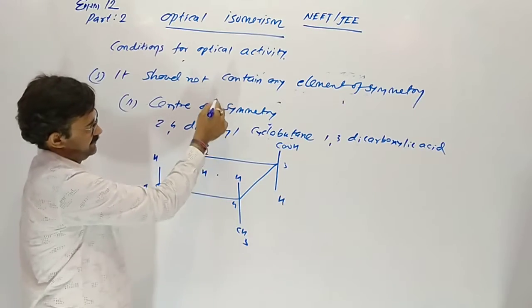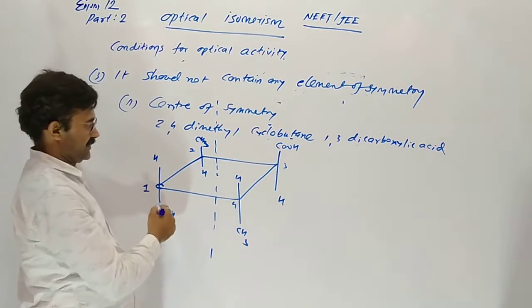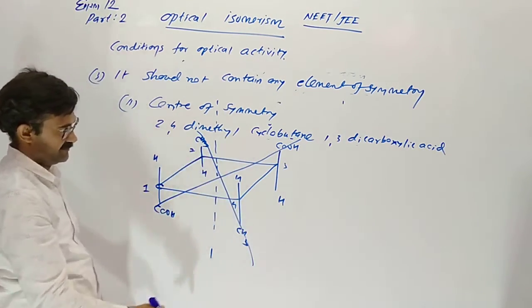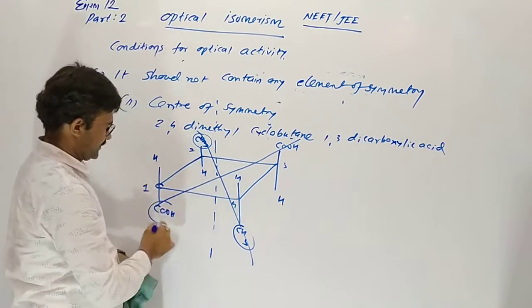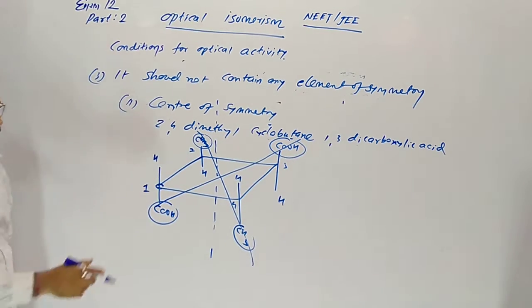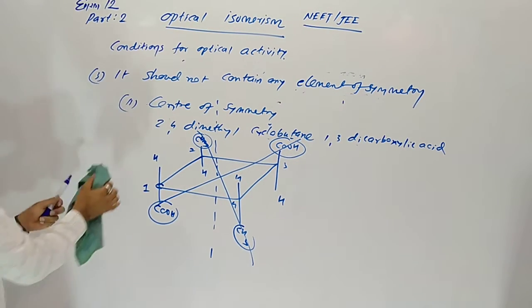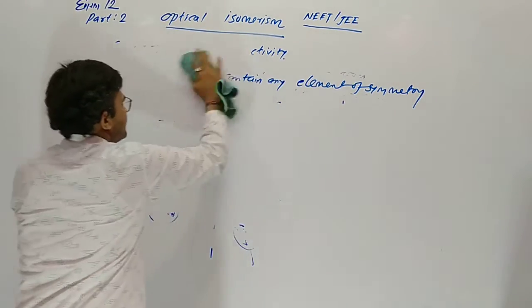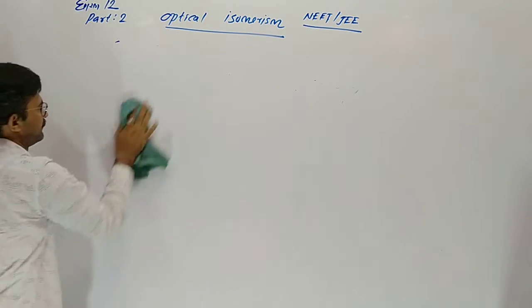So here is the center. That is the center of symmetry. So this part and this part are in inversion. In the inversion condition, both have the same groups. So this one is not optically active. Understood? Now, this is the condition. I am giving you a simple example.